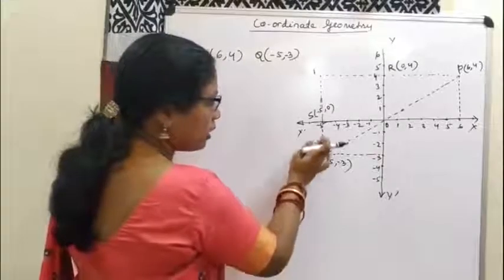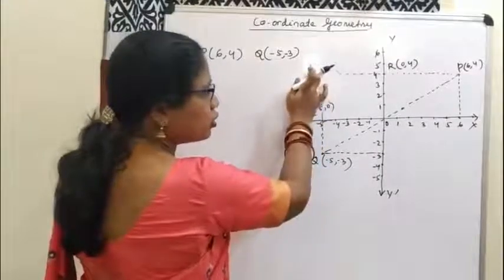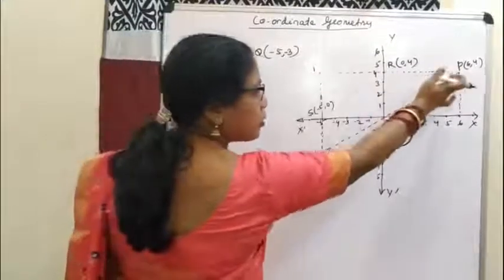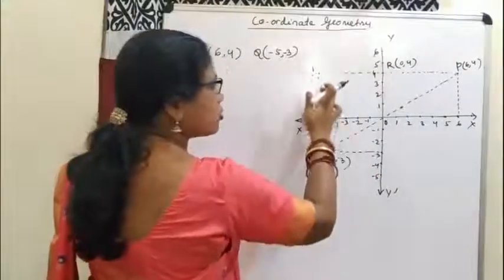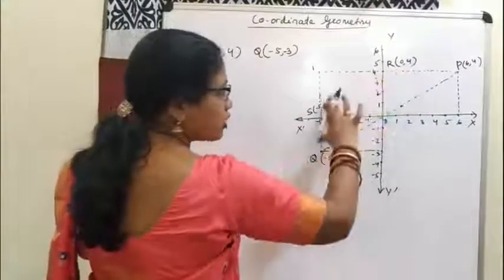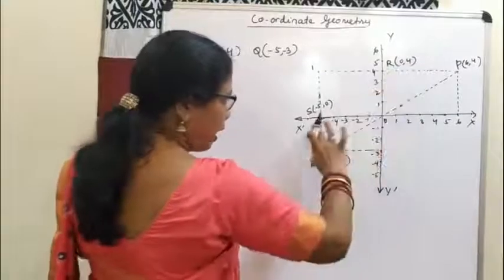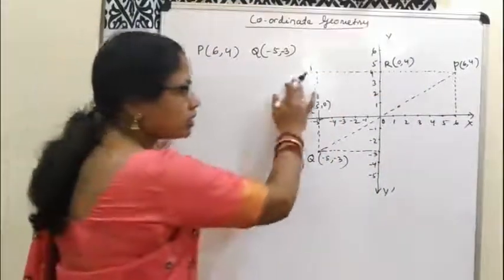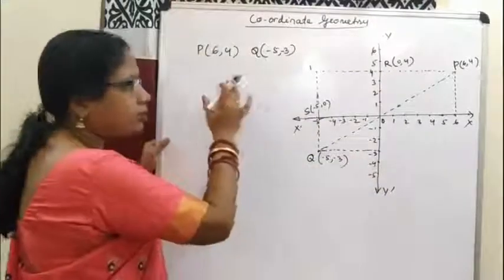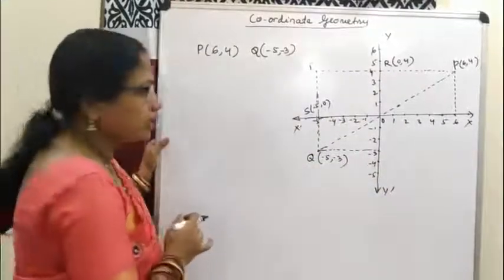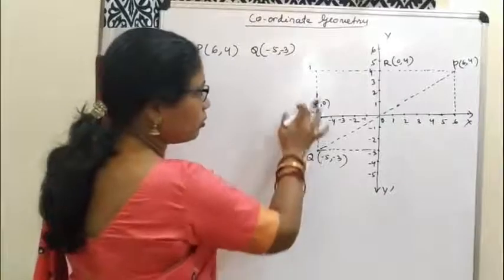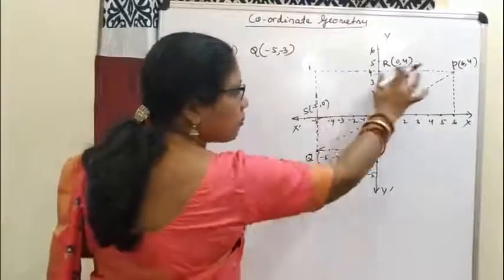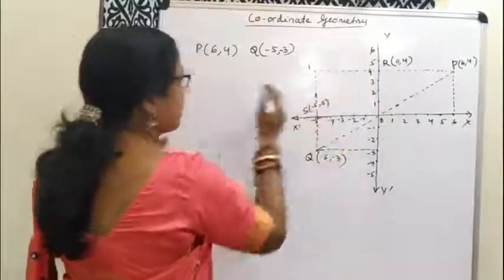And QS is produced to T to meet the line PR, which is also produced. So the two produced lines from PR and QS meet at point T. By using these lines we have to find the distance PQ. So here QTP is a right triangle.